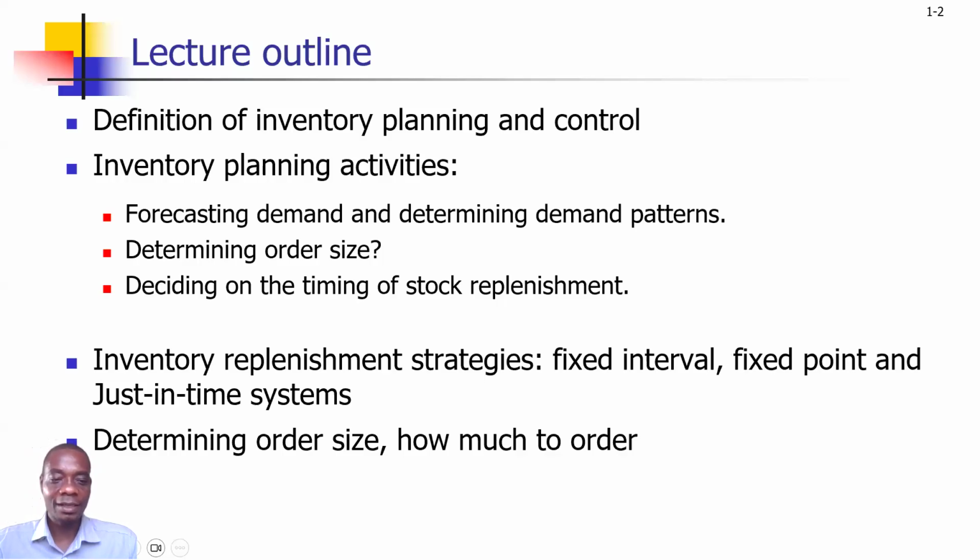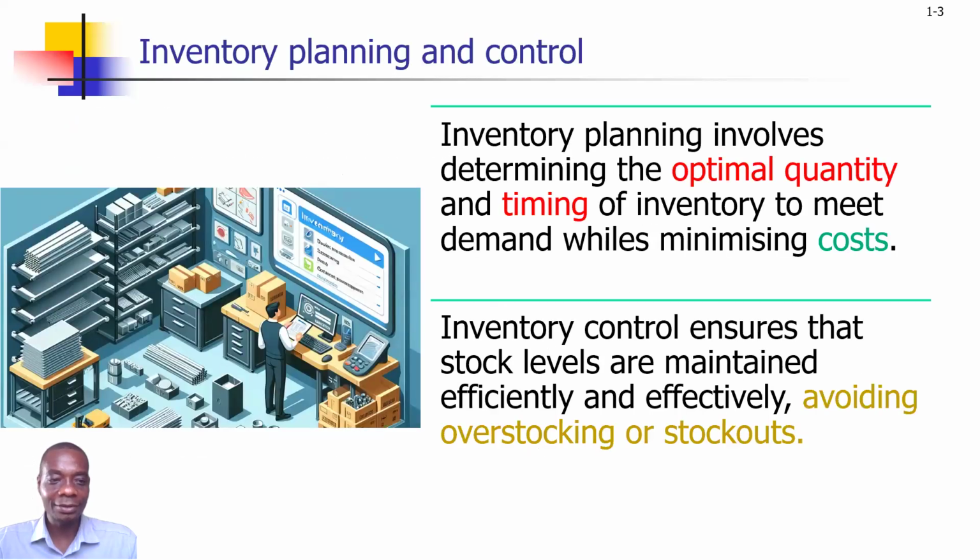So we'll also be looking at how we can determine the order size and how much. The order size, what I mentioned earlier, is the economic order quantity. And that will have to be determined through a scientific formula we'll look at later. So inventory planning and control, you see, it's not really too difficult, but it's a lot of work. You need to be thinking about, okay, how much to order at every point in time.